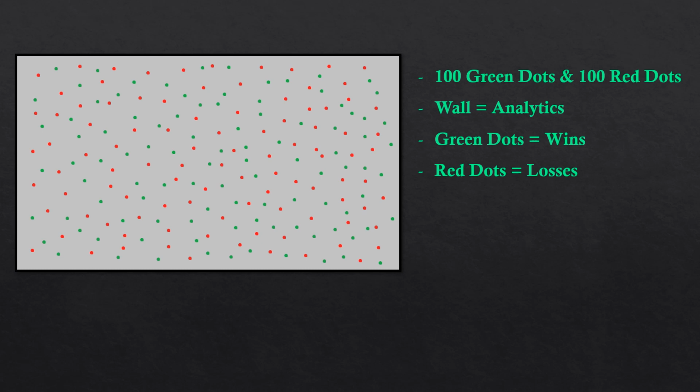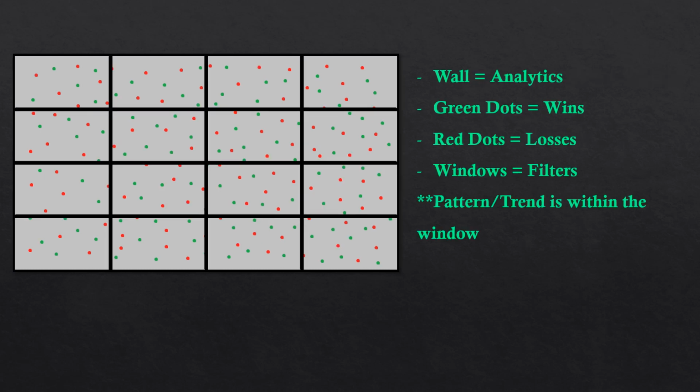If you look far away, it looks like there are about an equal amount of red dots and green dots, which you would be right. There's 100 of each. Now in betting terms, I want you to look at the wall as your analytics or the stats that you believe are significant to make bets. The green dots would represent wins in your bets, and the red dots would represent your losses in the betting world.